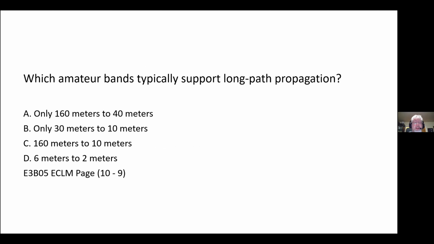Which amateur bands typically support long path propagation? A, only 160 meters to 40 meters. B, only 30 meters to 10 meters. C, 160 meters to 10 meters. Or D, 6 meters to 2 meters. Charlie is correct.